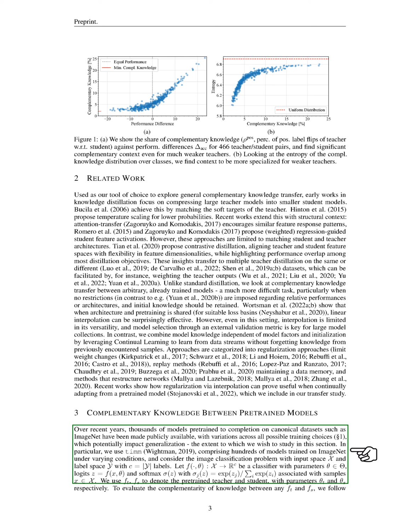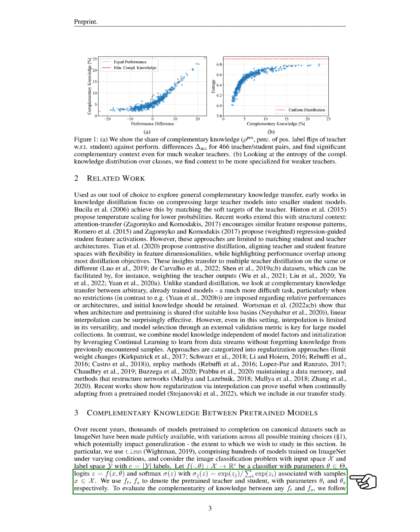In recent years, thousands of models pre-trained on standard datasets like ImageNet have been made publicly available. These models vary in all possible training choices, which can potentially impact their generalization. We want to study this impact in this section. We use a tool called TIM, which includes hundreds of models trained on ImageNet under different conditions. We consider the image classification problem with a certain number of labels. We denote the pre-trained teacher and student models as f_t and f_s, with parameters theta_t and theta_s respectively.